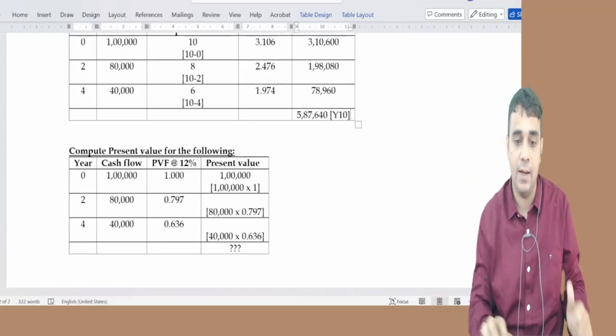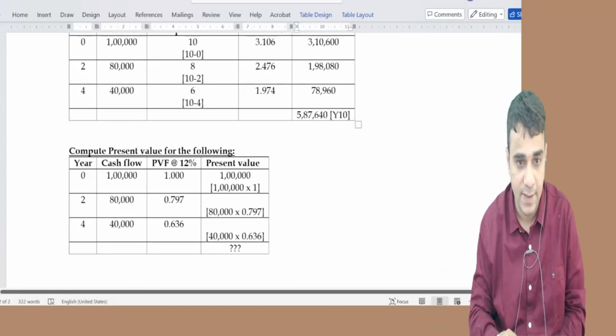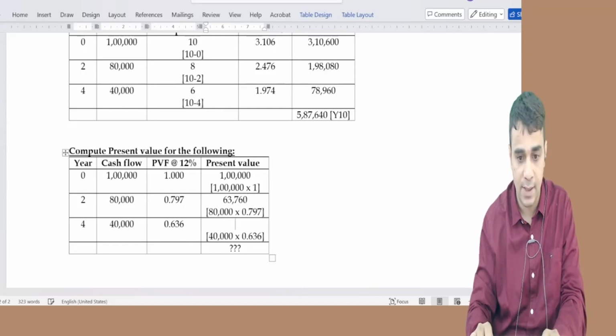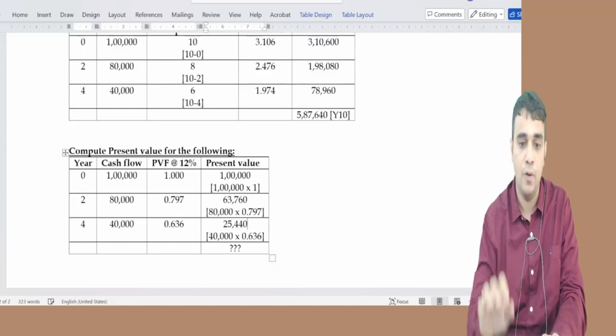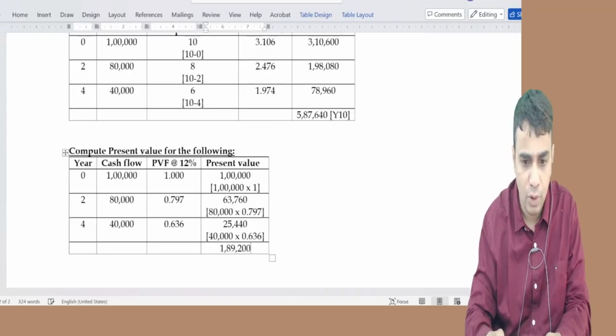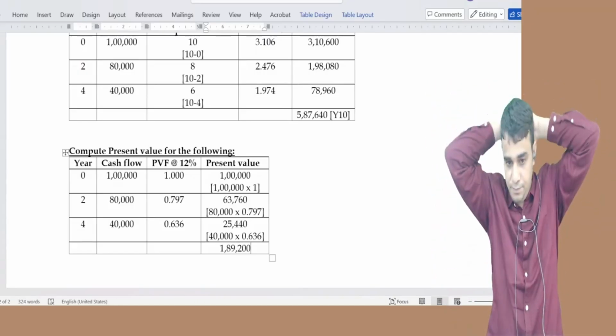Any doubts on this? Write the numbers now. 80,000 into 0.797, 63,760. I've got the answer in live online. 25,440. 189,200. Just confirm these numbers.